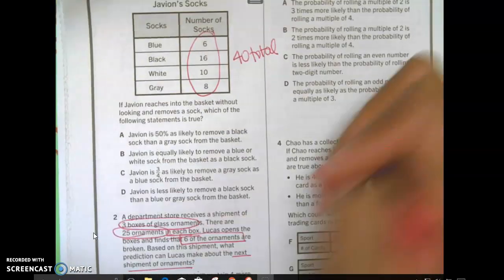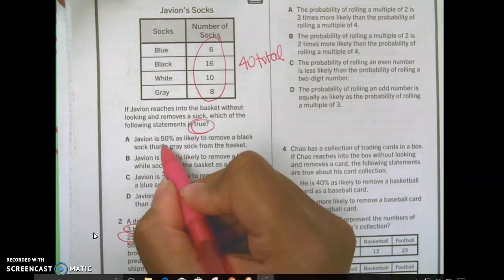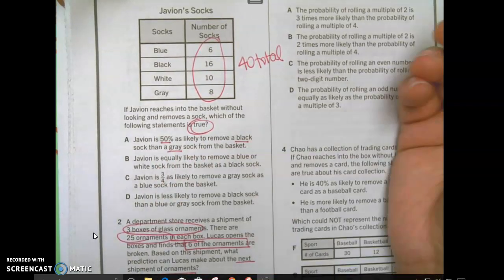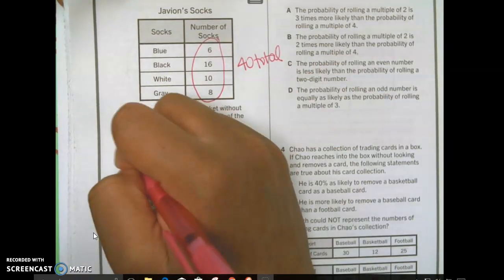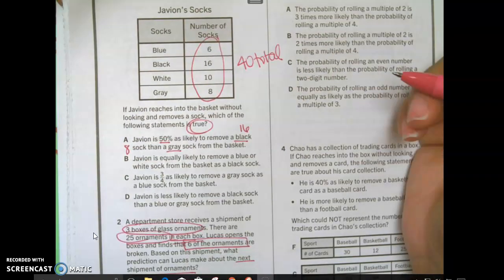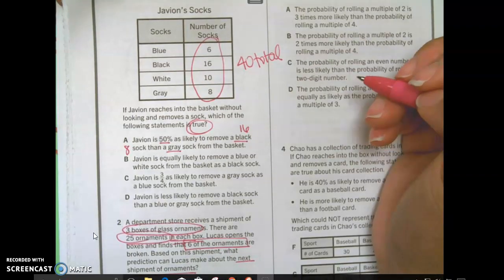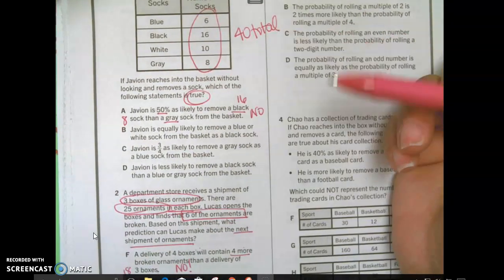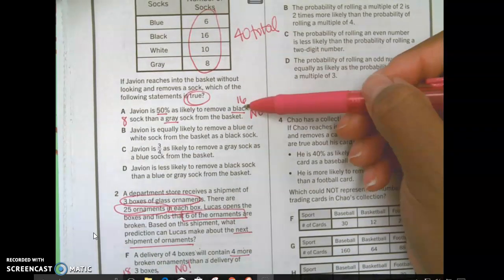If Javion reaches into the basket without looking and removes a sock, which of the following statements is true? Javion is 50% as likely to remove a black sock than a gray sock. How many black socks are there? 16. How many gray socks are there? 8. Is 16 50% of 8? What's 50%? Half. Is 16 half of 8? No. The other way around, but that's not what they wrote.